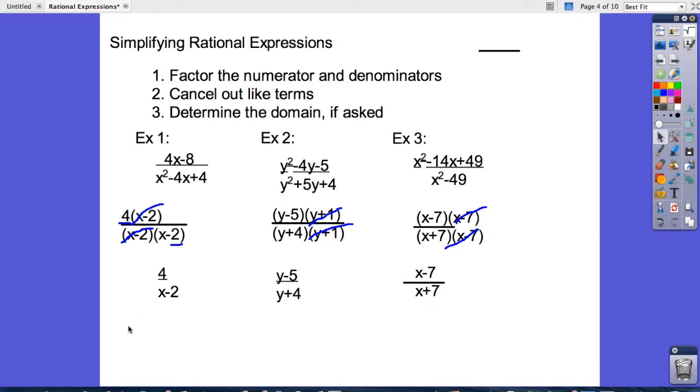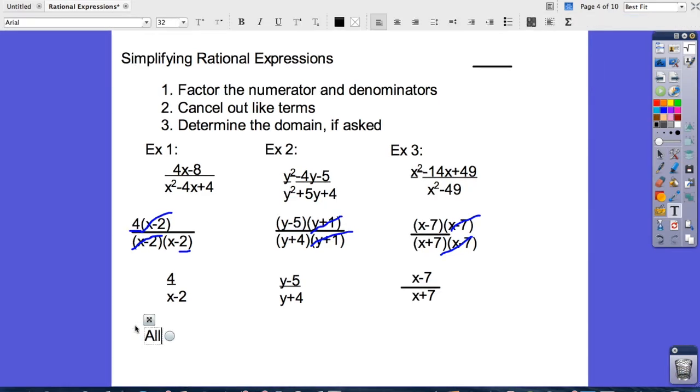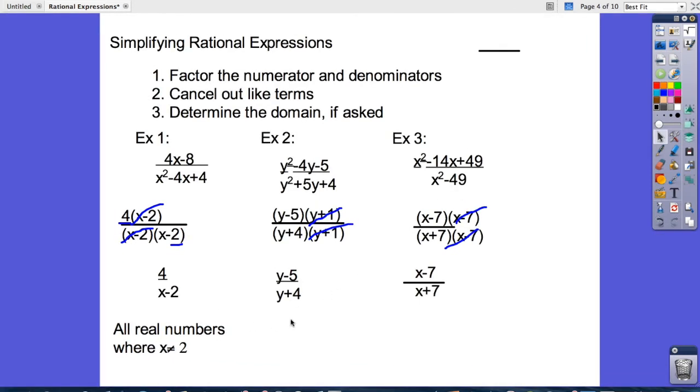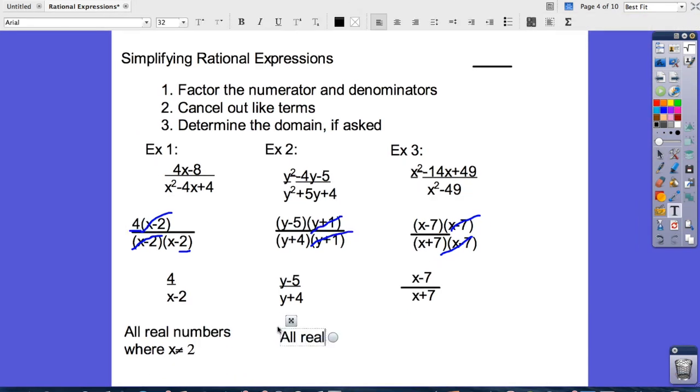Now for each of these, you'll notice there's a denominator, and the denominator has a fraction. So in example 1, your domain would theoretically be all real numbers, where x does not equal 2. So again, start to see if you can figure out how we figure out where it doesn't exist. In example 2, we have all real numbers, where y does not equal -4. And lastly, all real numbers, where x does not equal -7.